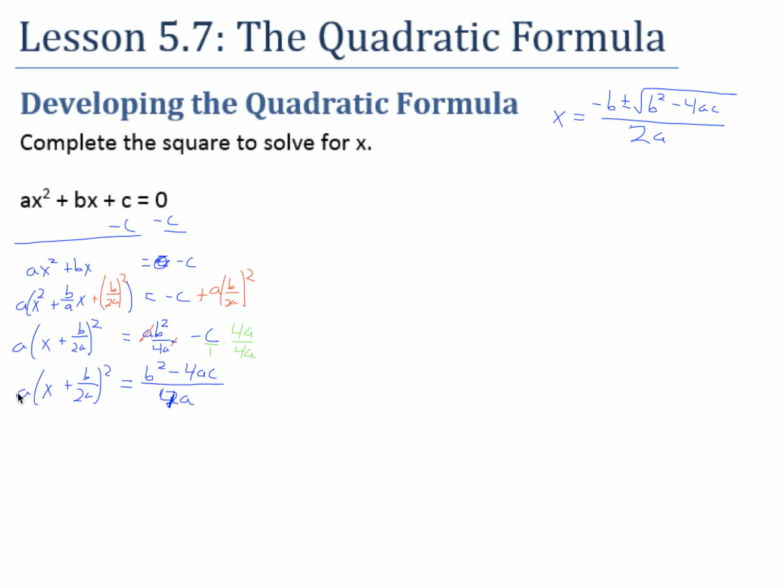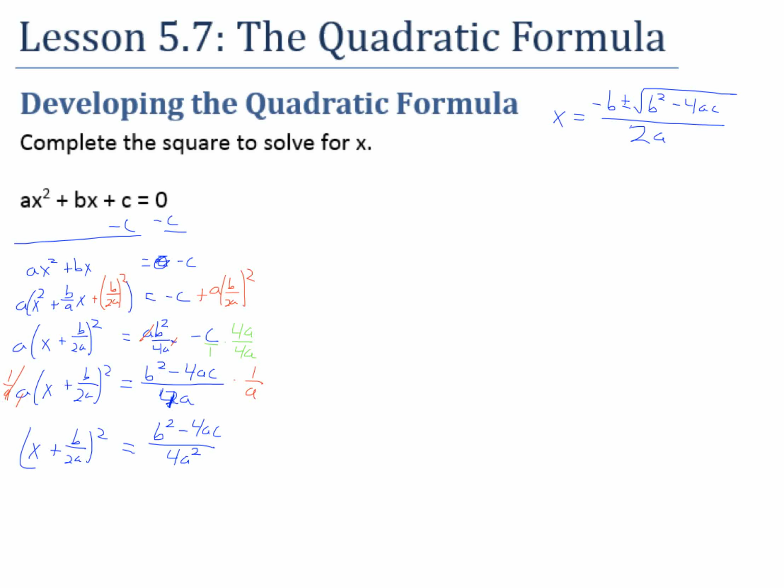That's over a denominator of 4a. Now we need to get rid of this a, so we're going to multiply both sides by 1 over a. Over here we multiplied so it canceled. Over on the right side, we'll multiply, so we have x plus b over 2a squared equals this whole thing: b squared minus 4ac, all over 4a times a, which is 4a squared.